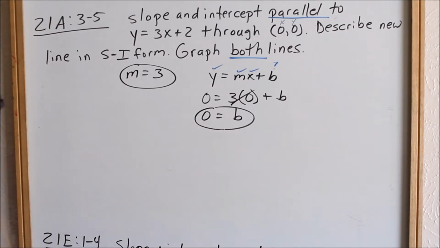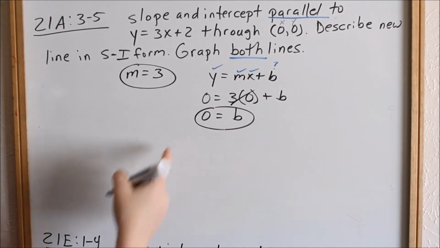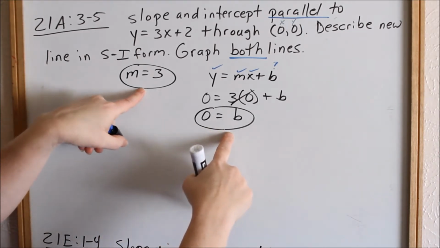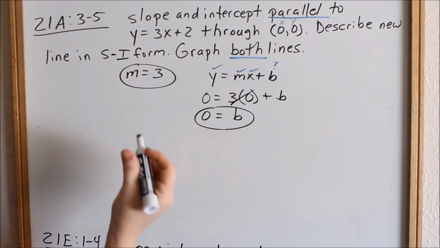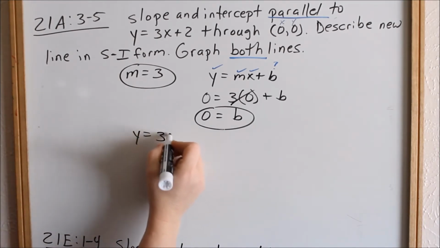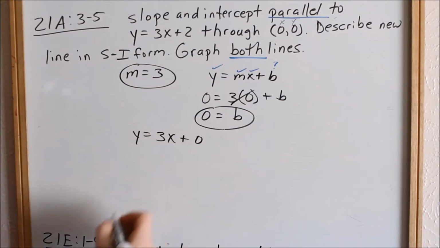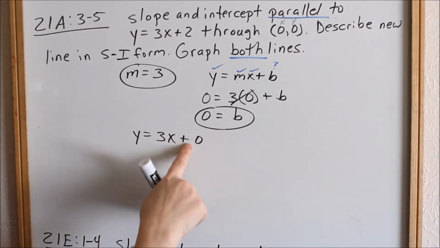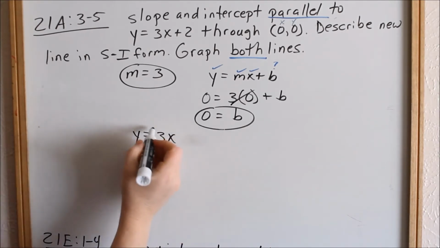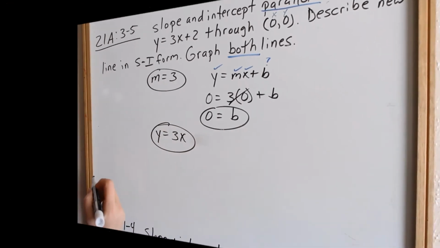Then the next thing it asks is describe the new line in slope-intercept form. Remember, we can take these values now and put them back into y equals mx plus b to get an equation of our line. So our line will be y equals 3x. It's going through the origin, the y-intercept is 0, so this doesn't have to be written. It's not wrong if you write plus 0, but this would be the equation of your new line.